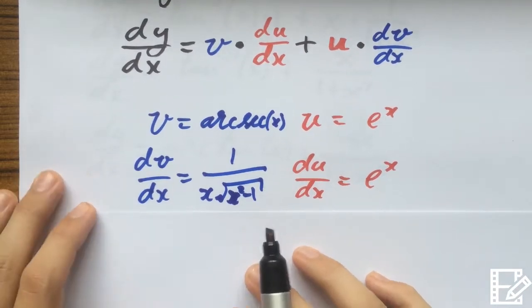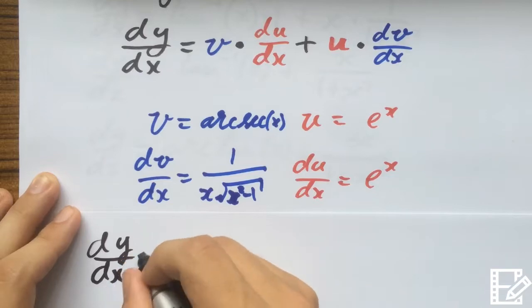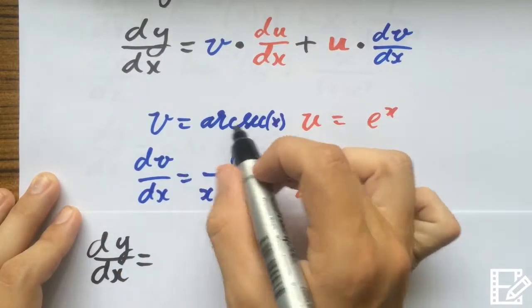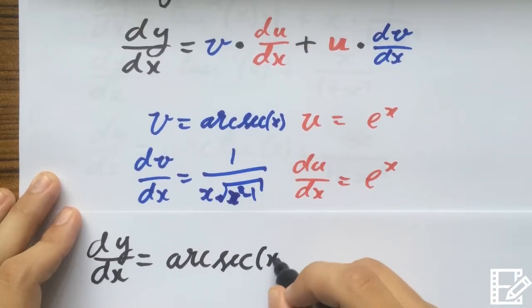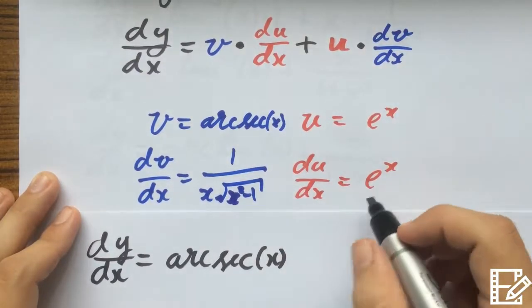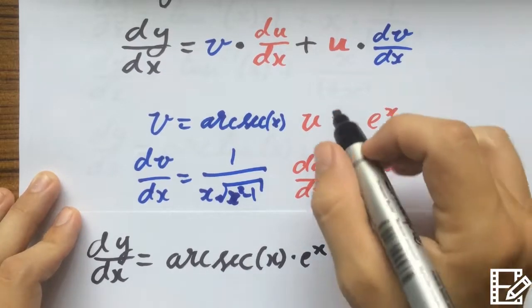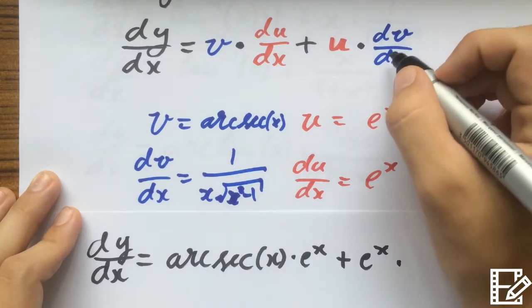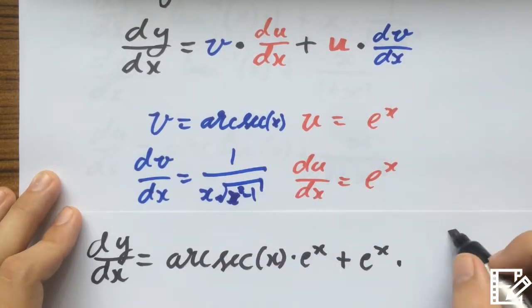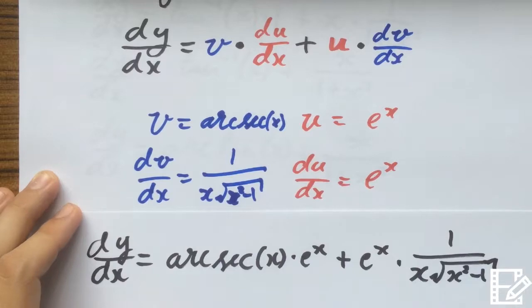Okay, so it says the derivative of y with respect to x is equal to v. We said v was arc sec x multiplied by the derivative of u, which is e to the x, plus u, which is e to the x, multiplied by the derivative of v with respect to x, which is 1 over x square root of x squared minus 1.